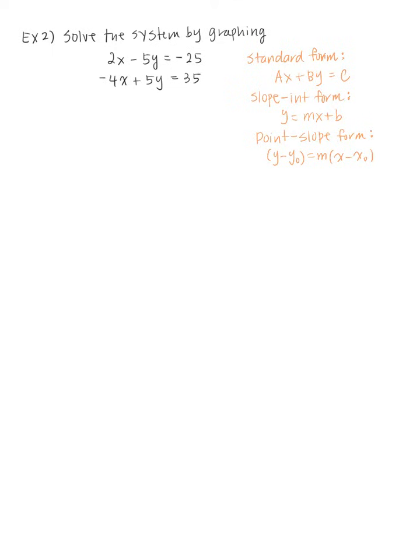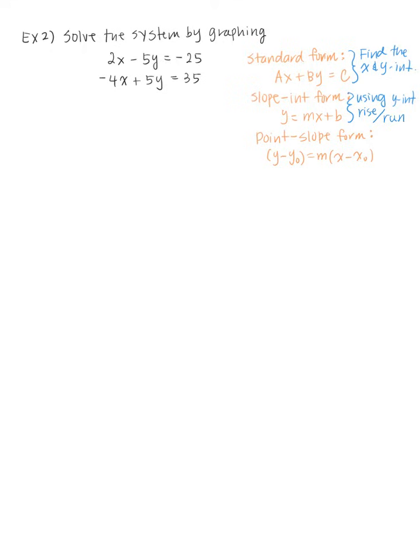So the fastest way is to find the x and y intercept. Now, if you're given the slope-intercept form, the quickest way to graph it is by using the y-intercept and using the slope to perform rise over run. Now, point-slope form, well, just multiply everything out and then make it into either standard form or slope-intercept form. But anyways, let's take a look at this one.